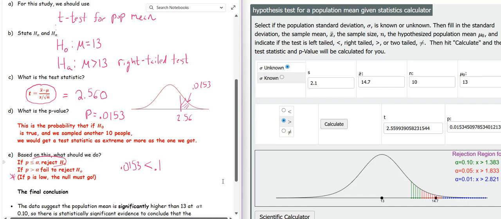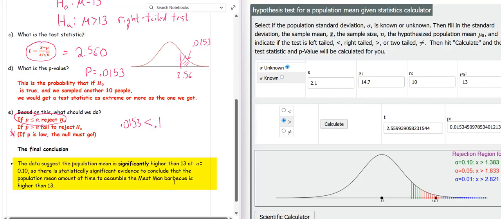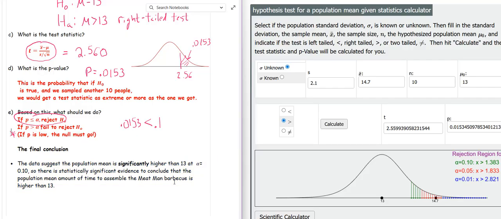We reject H0. And our final conclusion is that the data suggests the population mean is significantly higher than 13 at the 0.1 significance level, so there is sufficient evidence to conclude that the population mean amount of time to assemble the barbecue is actually higher than 13 minutes. I hope this helps.